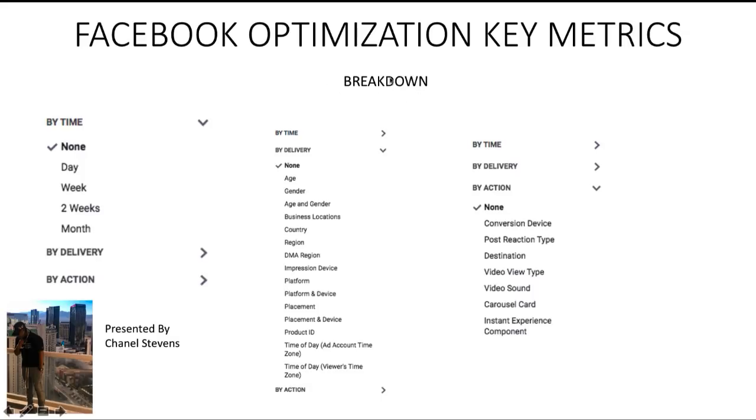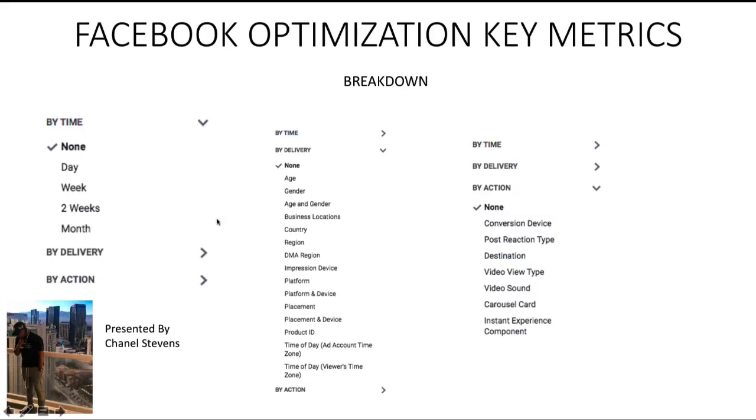So you can access this by selecting the actual breakdown option in your ads manager. You can see the breakdown of by time, by delivery, and by action. So by time, you can do days, weeks, 2 weeks, a month. You can see all the different delivery options such as age and gender, different countries and regions, impression devices. So this is where you can see if Android is doing better, if iOS is doing better, the different placements, if you're selecting multiple placements. Also, you can see by action, the different conversion device, post reaction types.